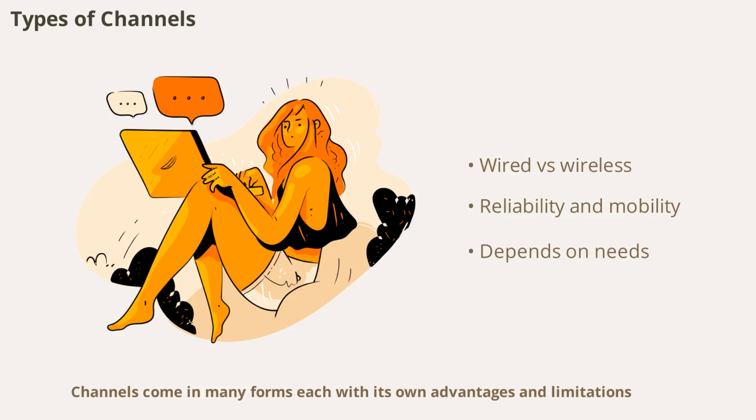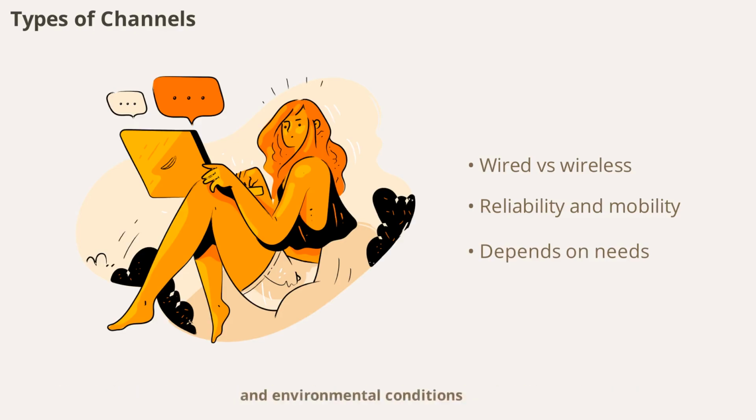Channels come in many forms, each with its own advantages and limitations. Wired channels, like copper cables and optical fibers, offer high reliability and security. Wireless channels, such as radio waves and microwaves, provide flexibility and mobility. The choice of channel depends on factors like distance, bandwidth requirements, and environmental conditions.